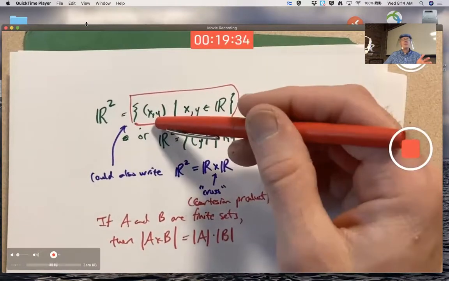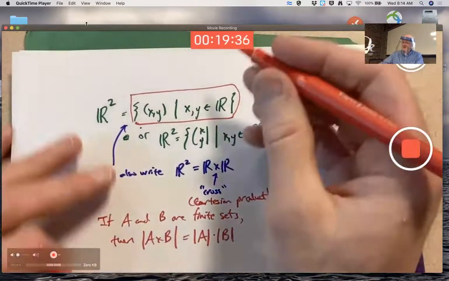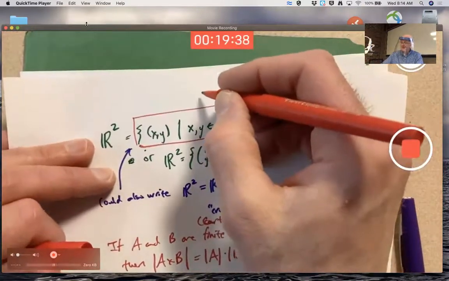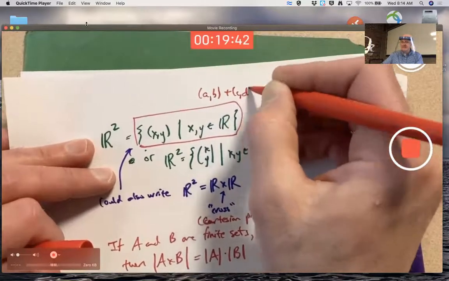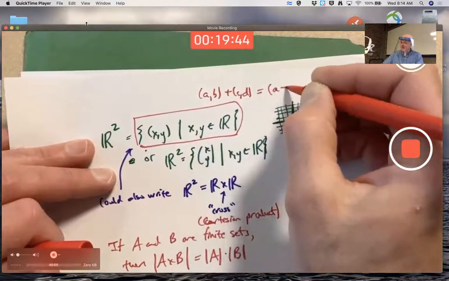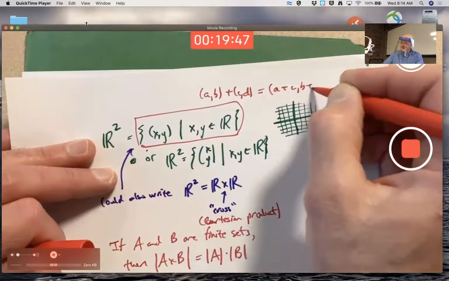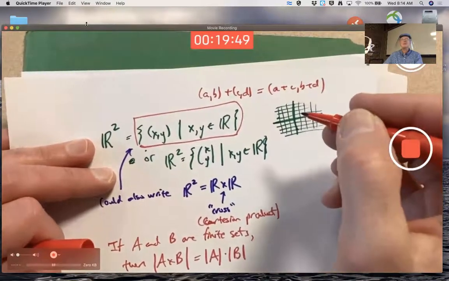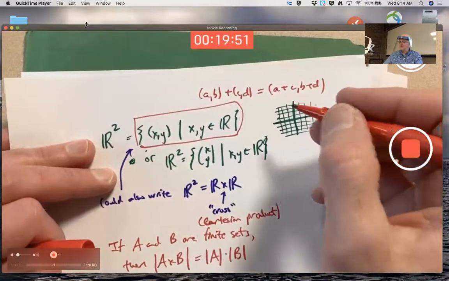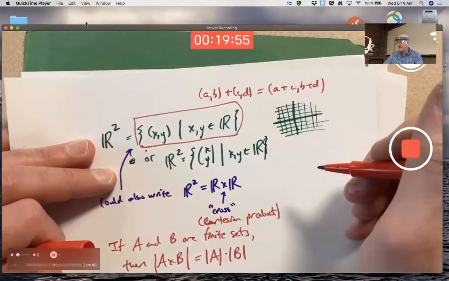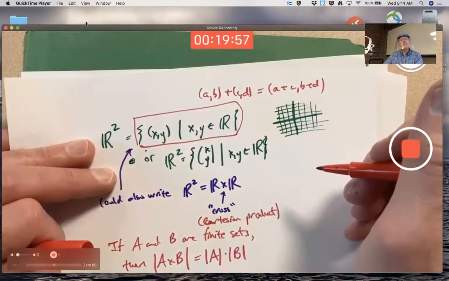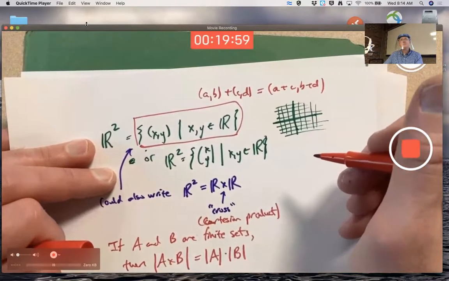But this is a group under addition. Component-wise addition is what you say, or coordinate-wise addition. A comma B plus C comma D is defined to be A plus C comma B plus D, just like you did in linear algebra. Add these two vectors by adding component-wise or coordinate-wise. It makes it a group.